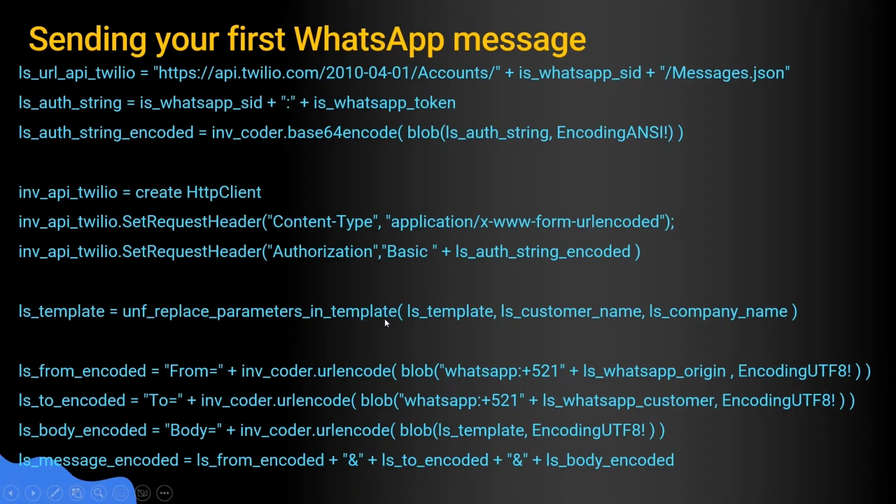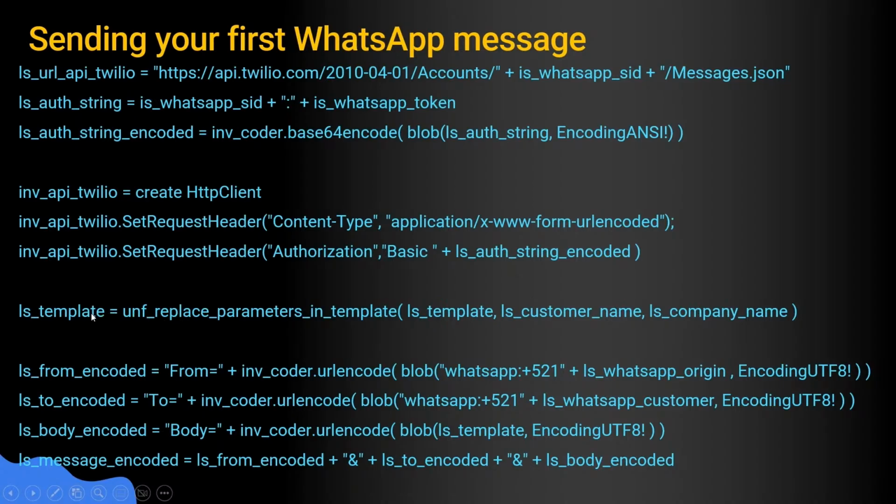Okay, that template that we have that was previously authorized by Twilio, we need to replace the parameters by the customer name and the company name. So we have two parameters in that message. So we are going to replace them with the customer name and the company name.